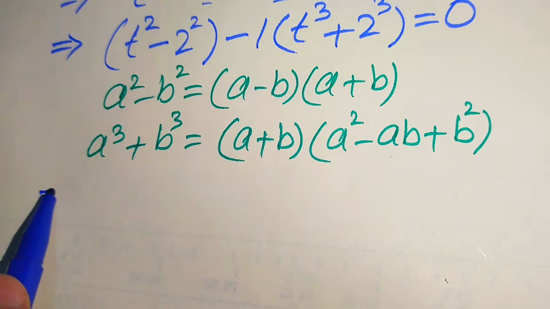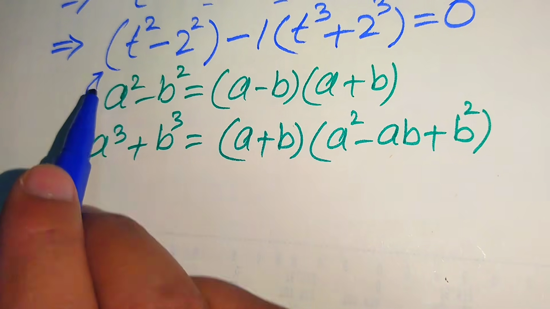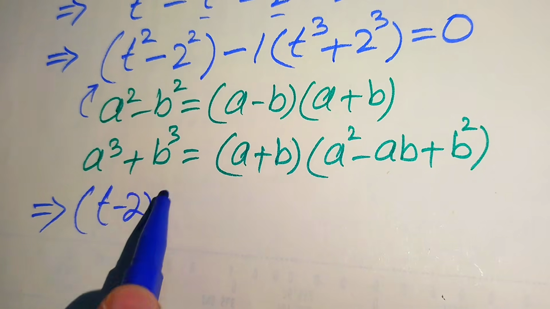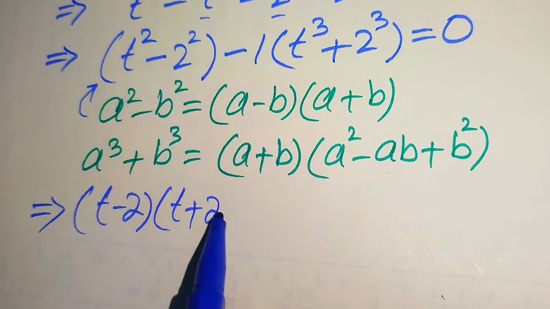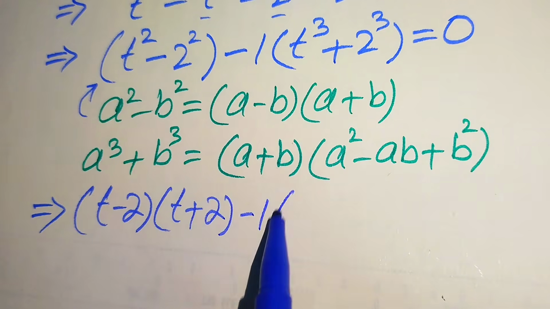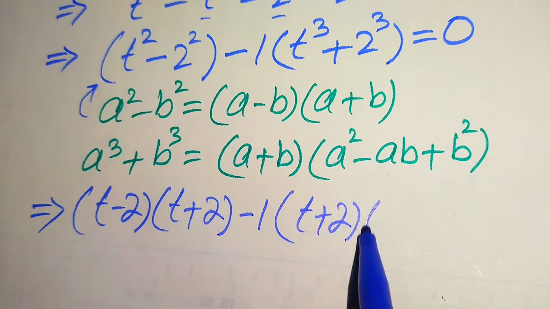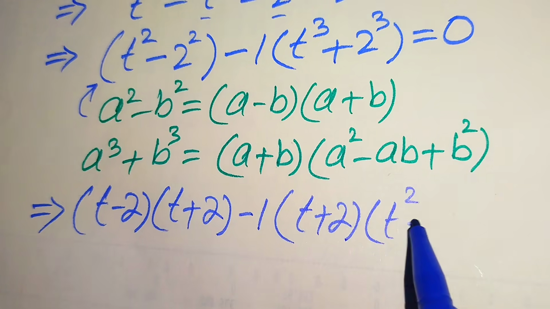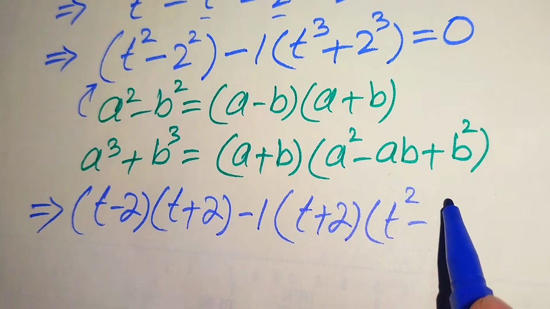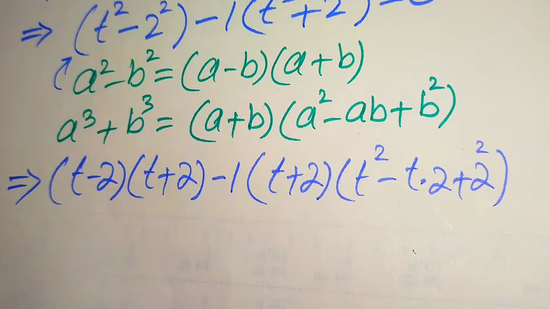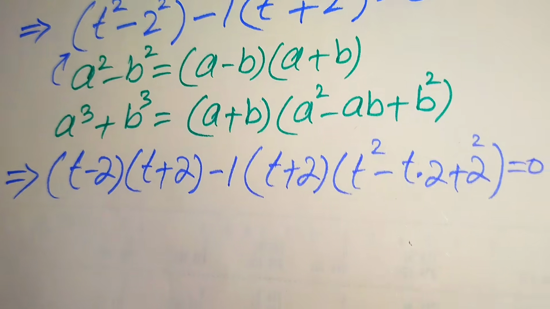So here first we apply this formula on this term, and it will be written as t minus 2 times of t plus 2, and here we have minus 1 into, here we apply this cubic formula, and it becomes t plus 2 times of t square minus t into 2 plus 2 square, and this whole equation is equals to 0.